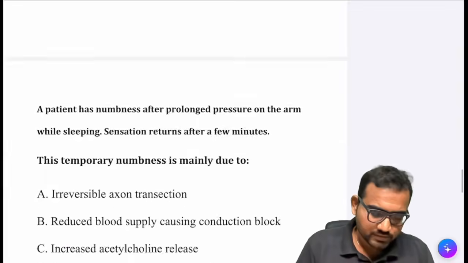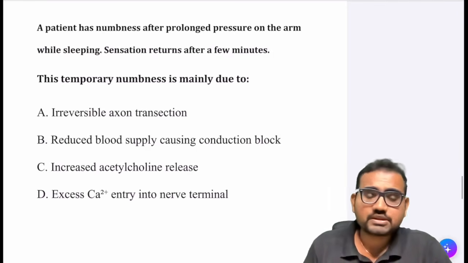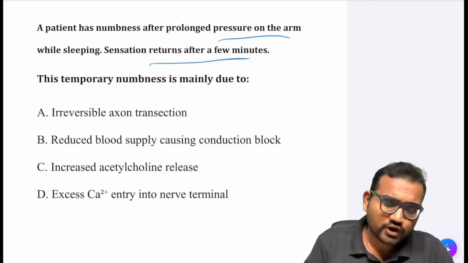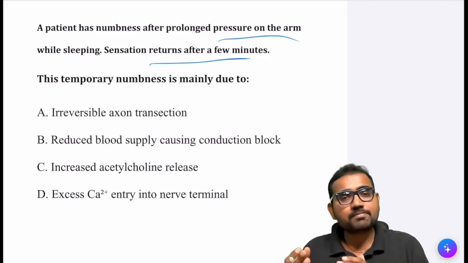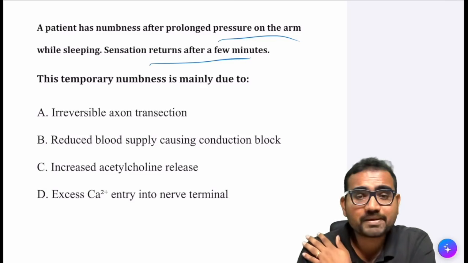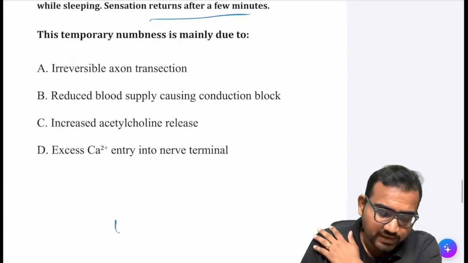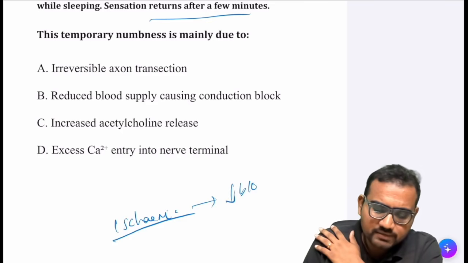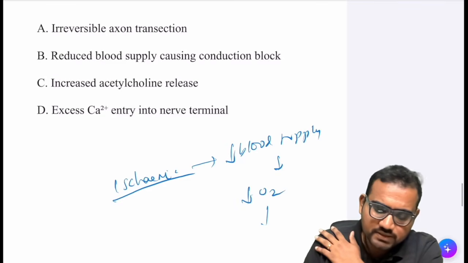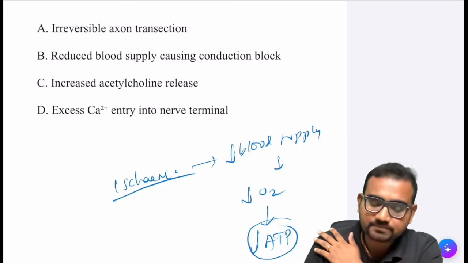Okay, now moving on to the next MCQ, that is the last MCQ. The patient has numbness after prolonged pressure on the arm while sleeping, and the sensation returns after a few minutes. We all would have felt this, right? So what happens if I sleep on a particular arm for a prolonged period of time? The blood supply in the arm is going to decrease, right? Ischemia. What happens in ischemia? There's going to be decreased blood supply. When there is decreased blood supply, there's going to be decreased oxygen. When there is decreased oxygen, there's going to be decreased ATP.